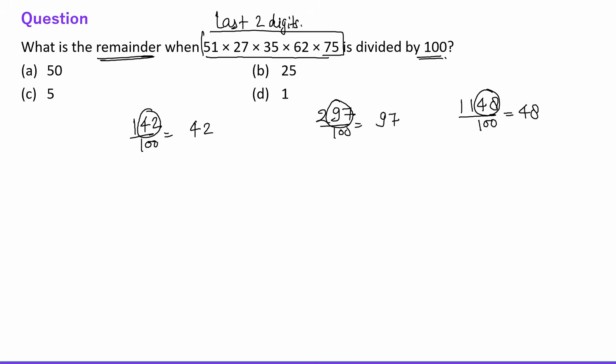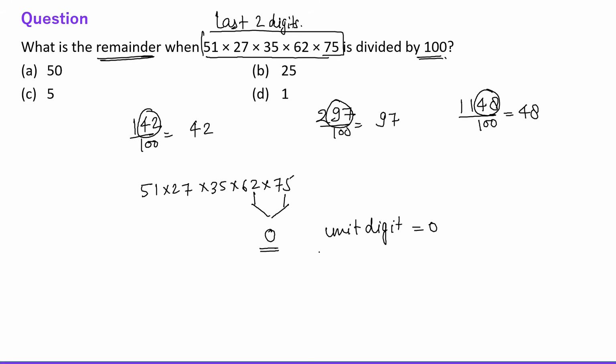Right? This is the question. We need to find out the last 2 digits of this product. And here, everyone, we have 51 into 27 into 35 into 62 into 75. So when this 2 and this 5 will be multiplied, it will give you 0. So the unit digit of this product will be 0.